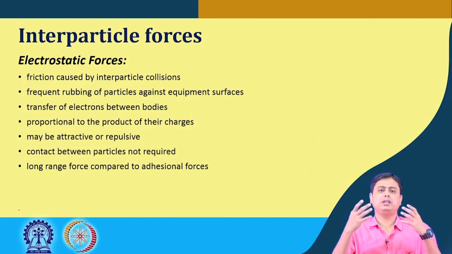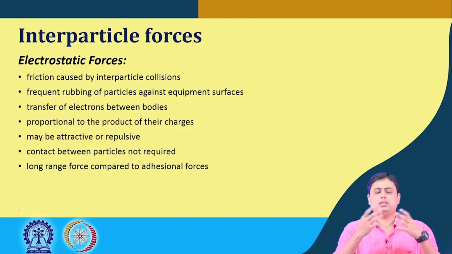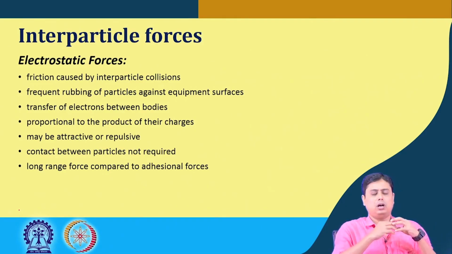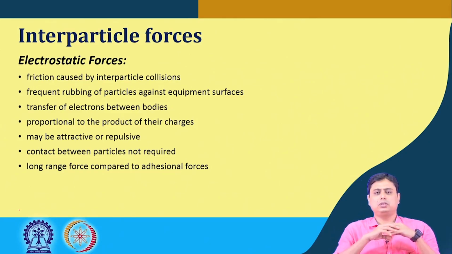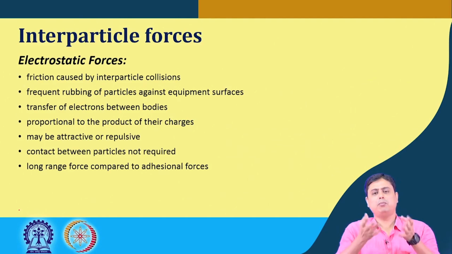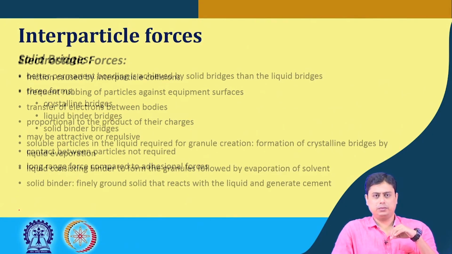How does the collision happen here? In granulation it is the agitated movement of the equipment that induces movement in the particles also. This rubbing of the particles against each other, as well as with the solid surfaces of the equipment, generates these electrostatic forces. It is basically the transfer of electrons between the particles or between the bodies, and its strength is proportional to the charges of the bodies. So this force is also relevant when we think of the concept of granulation.